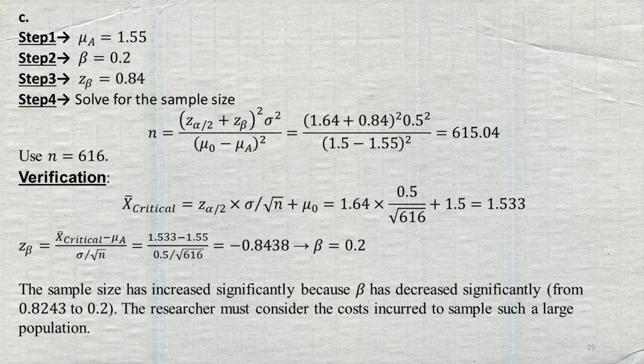Make it a habit to verify your calculation by using alternative methods. X bar critical equals 1.533 gives beta equals 0.2 by using the shown equations. The sample size has increased significantly because beta has decreased significantly from 0.8243 to 0.2. The researcher must consider the costs incurred to sample such a large population.